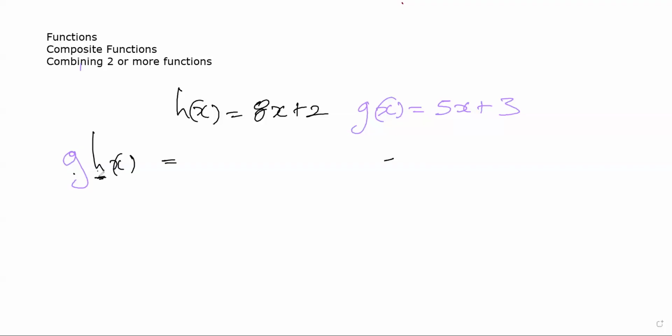Alright, so the last function is going to be the first thing we put in. That's going to be the x in the first one. Now, h says 8x plus 2. So write back all of 8x plus 2. This is our x in g. So now we're going to write back g. This is how simple it is. We're going to write back g, which is 5x plus 3. But guess what? This is the x.